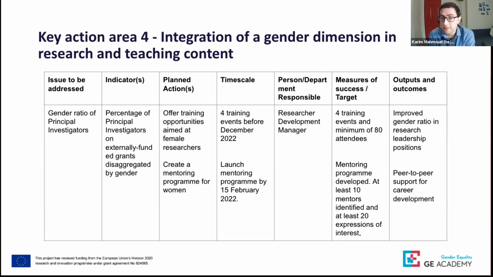And our indicators for the objective itself, to make sure that these have happened, are 4 training events. So we're talking about 1 per quarter with a minimum of 80 attendees in total. And we want a mentoring program that has at least 10 mentors identified and at least 20 expressions of interest from mentees who want to be mentored. That will give us as an outcome an improved gender ratio in research leadership positions, and it will create peer-to-peer support for career development.